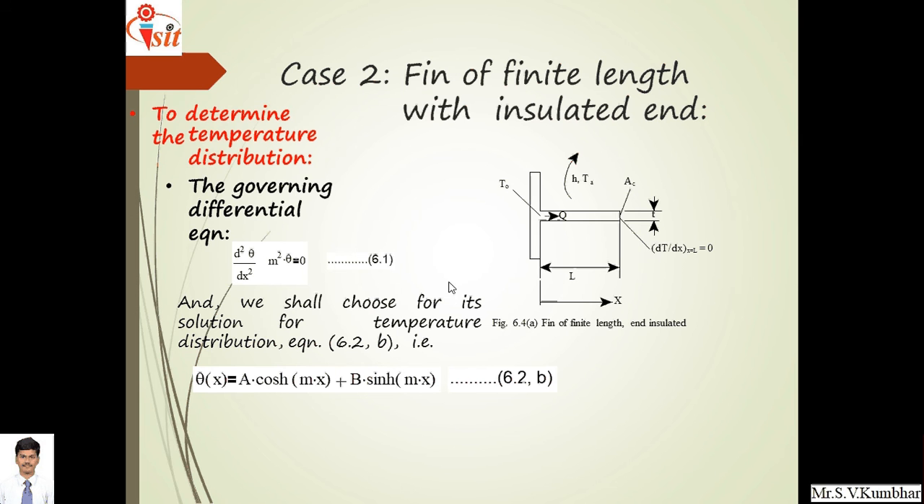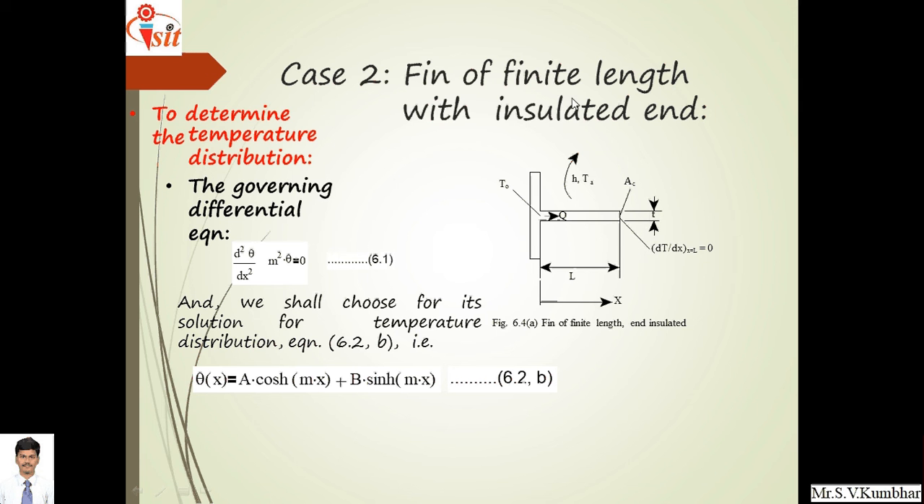So case number 2. What will change here? Only the second boundary condition will change. So a fin of infinite length with insulated end. Now if one of the ends, that is the right hand end of the fin, is insulated, then dT by dx will be 0, because the temperature will drop up to this end, but after this there will not be any temperature gradient. So dT upon dx at x is equal to L is equal to 0.